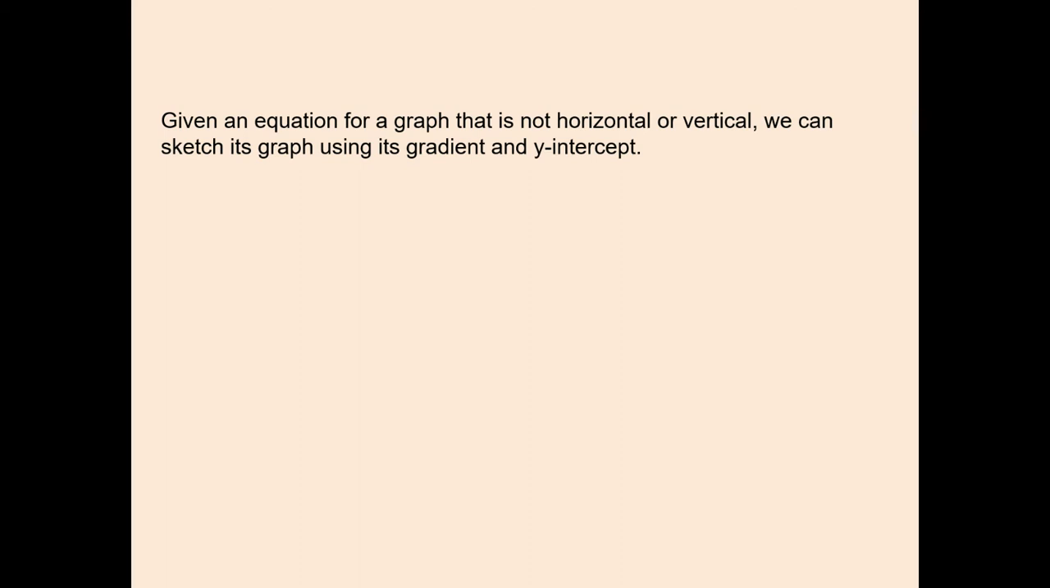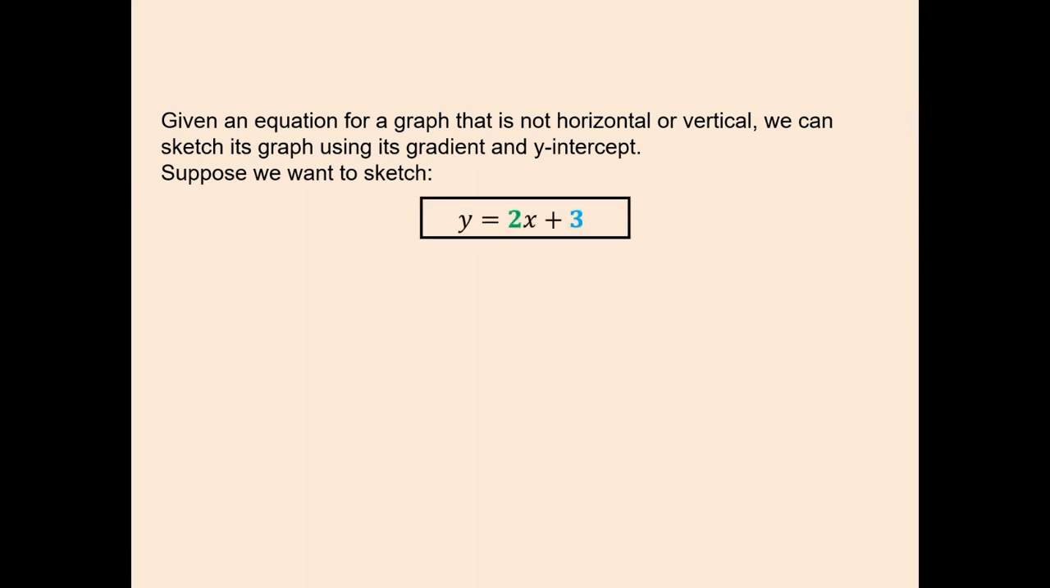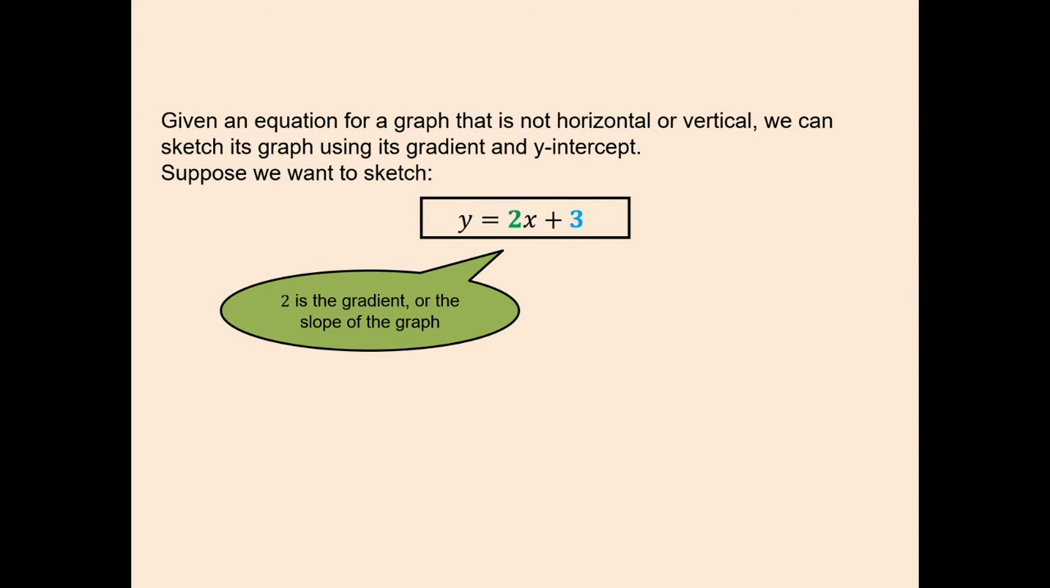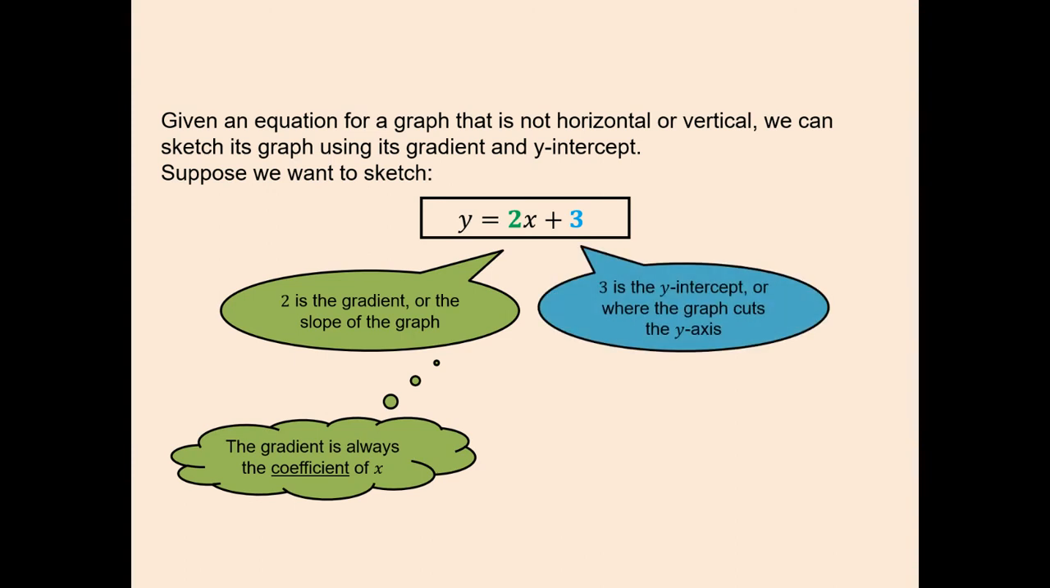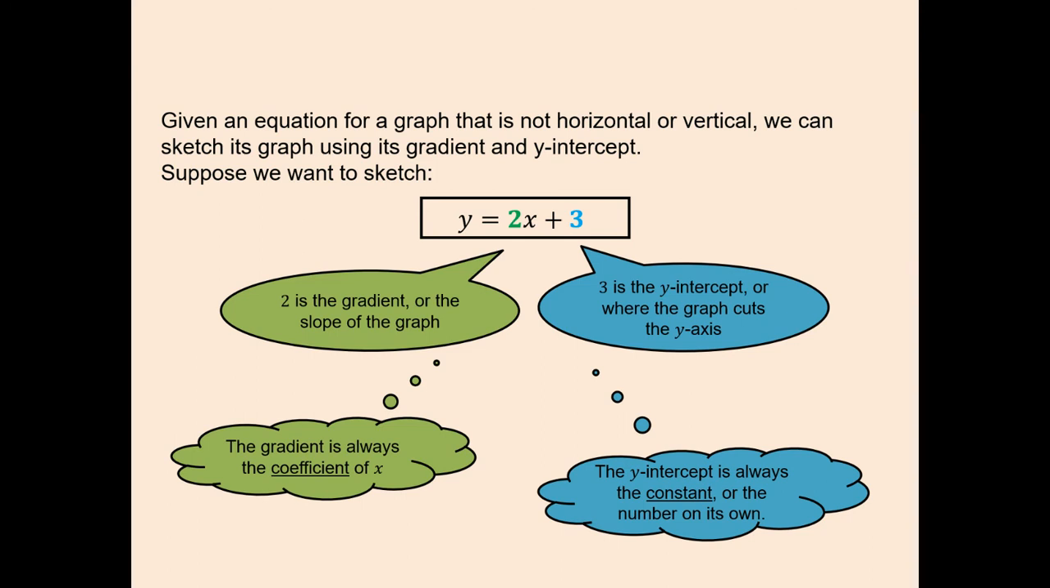Given an equation for a graph that is not horizontal or vertical, we can sketch its graph using its gradient and y-intercept. Suppose we want to sketch y is equal to 2x plus 3. So 2 is the gradient or the slope of the graph. The gradient is always the coefficient of x. 3 is the y-intercept, or where the graph cuts the y-axis. And the y-intercept is always the constant, or the number on its own.